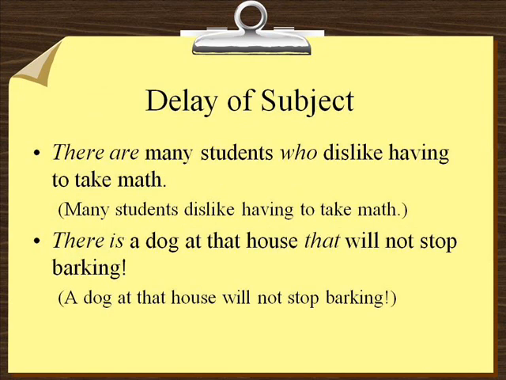Delay of subject is the final category of wordiness. See the words there are and there is at the beginning of these 2 sentences? That is delay of subject. Anytime that you use the word there or it to start a sentence, and then follow that with a helping verb like a form of the word to be, you are likely using delay of subject. You can rearrange that sentence, omit the clause, and have a stronger message to your readers.